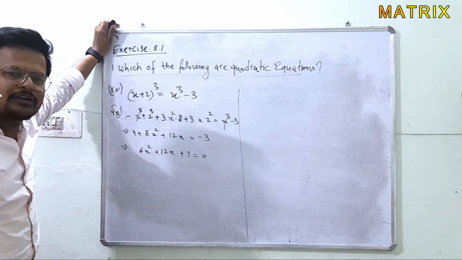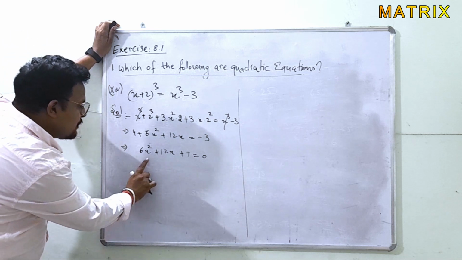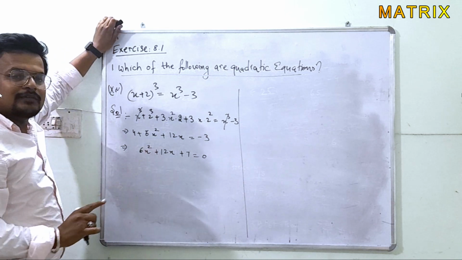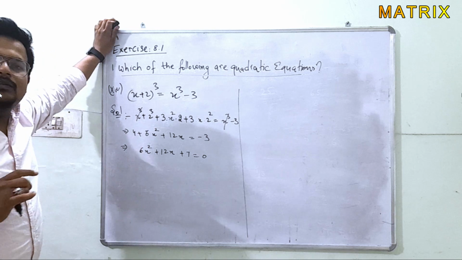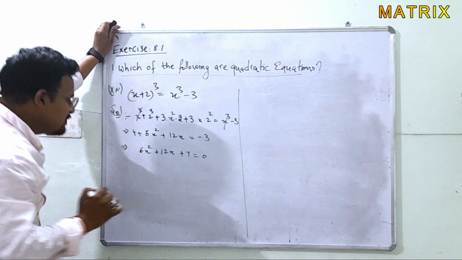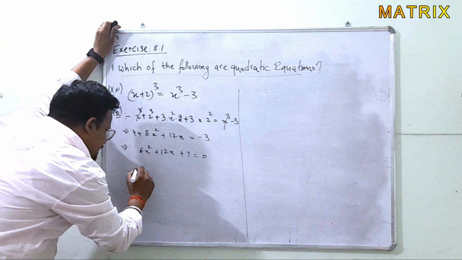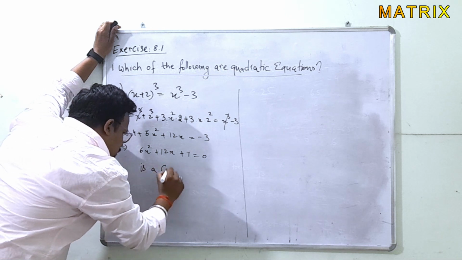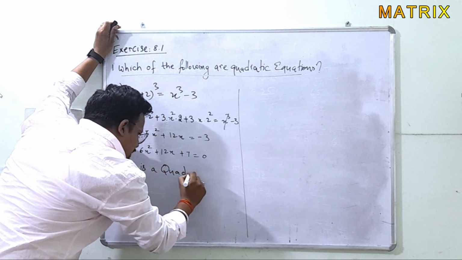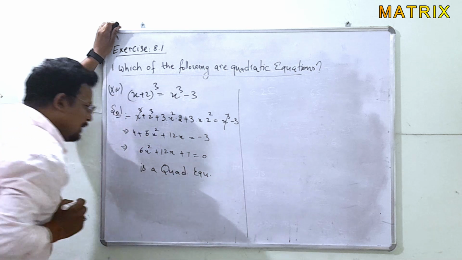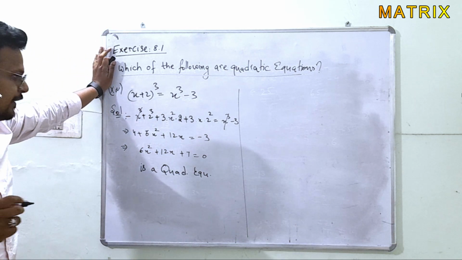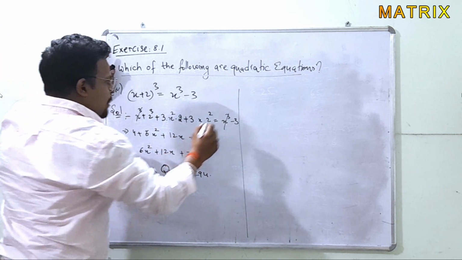So I can say this is a quadratic equation because the power of x is 2. The highest degree is 2. So we can say it is a quadratic equation. Clear? Alright.